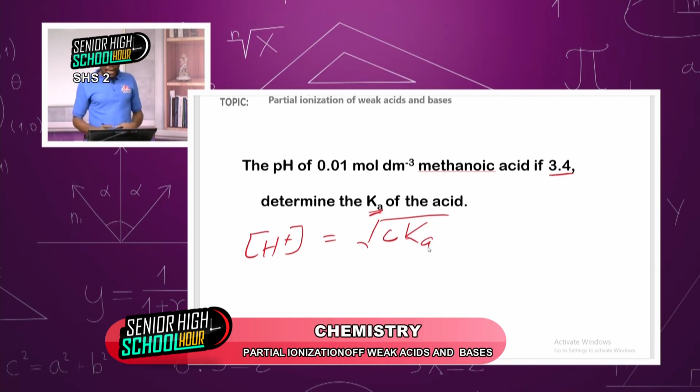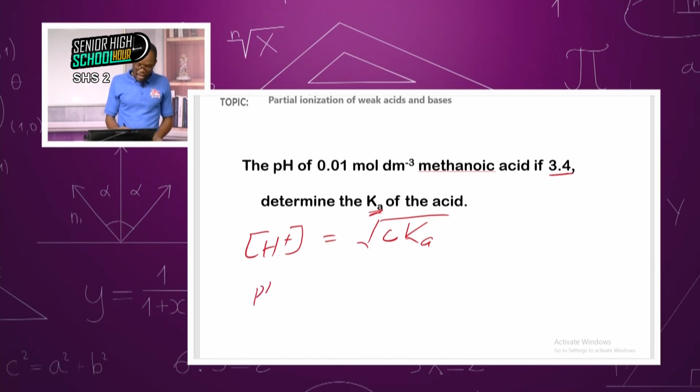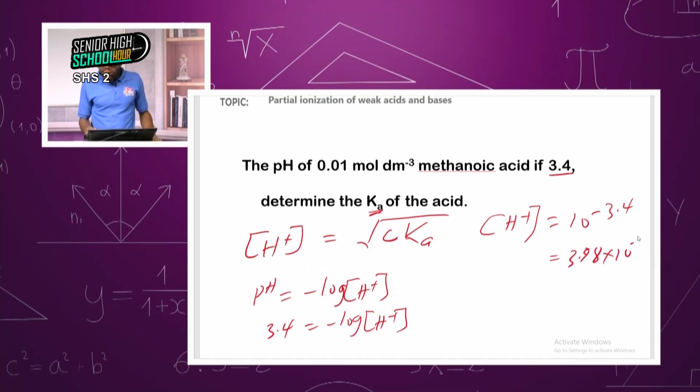So what do I need to find Ka? I need the concentration of H plus. And the concentration of H plus is related to pH as pH equals negative log concentration of H plus. So I will have 3.4 equals negative log concentration of H plus. So I can have H plus concentration to be 10 power negative 3.4. That gives me, by inverse log of 3.4, 3.98 times 10 power negative 4. So this is the hydrogen ion concentration.